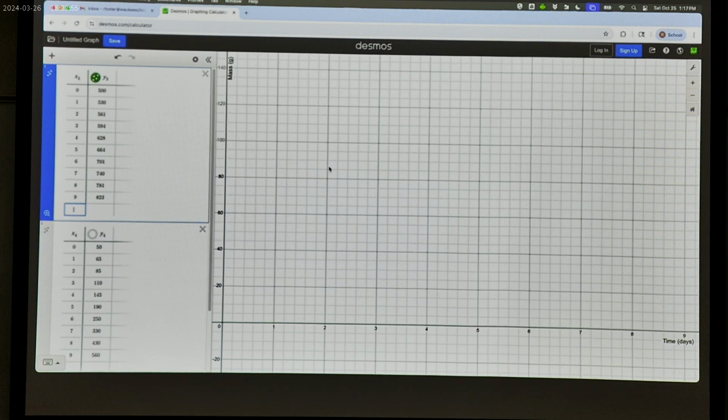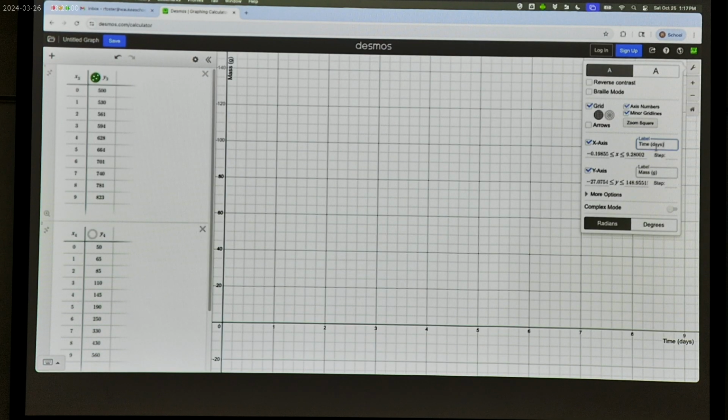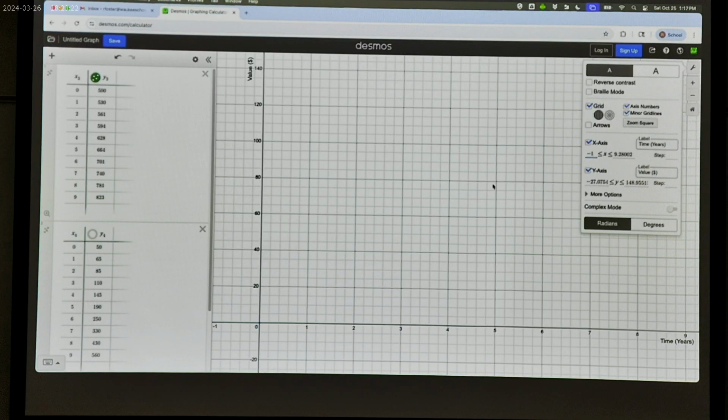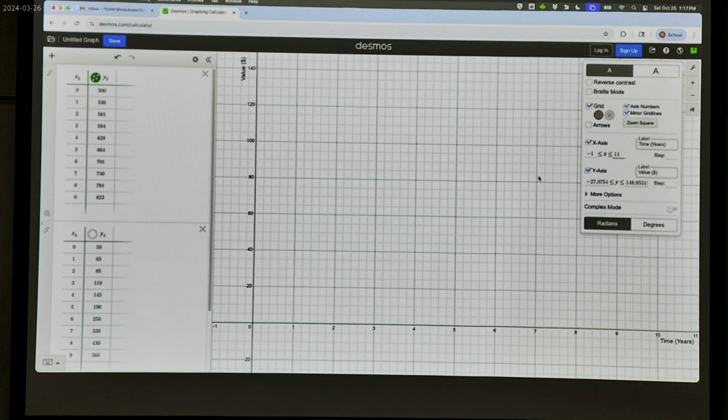which is investment growth. So I'm going to go back up to my settings, and time, it's going to be years. Then a label is going to be value in dollars. Okay. Now let's see. For years, I'm going to say -1, because again, it's more of an art than a science. And I'm going to say 11. Again, because I'm just trying to fit the information here.